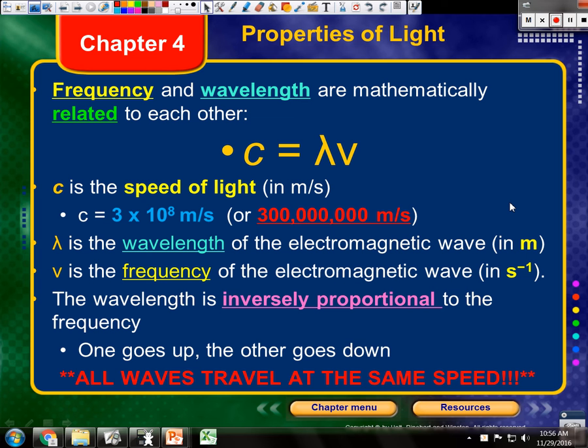Okay? We've already talked about this funky looking upside down Y. What is the Greek letter? It is lambda. Okay? And what does it stand for? What does it represent? Wavelength. Okay? And wavelength is the distance between two waves.